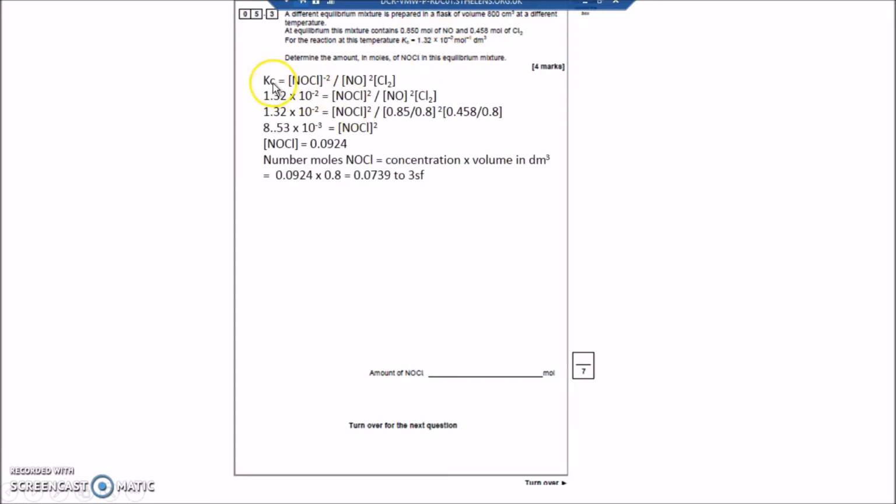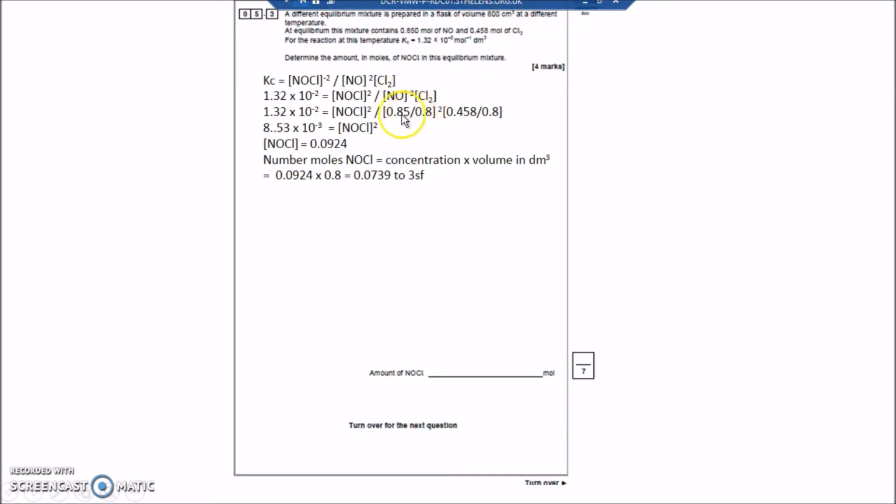So my expression for my equilibrium constant is still the same, but the equilibrium constant has changed to 1.32 times 10 to the minus 2. Still equals NOCl concentration to the power 2 divided by NO concentration to the power 2 multiplied by the concentration of Cl2. What have I been given? It contains 0.85 moles. So concentration is moles divided by volume, 0.85 divided by a volume. Volume is in decimetre cubed, because concentration is moles divided by volume in decimetre cubed. So to turn centimetre cubed up into decimetre cubed, a larger unit value, I divide by 1000, 0.8.